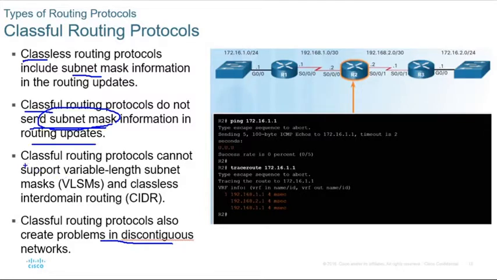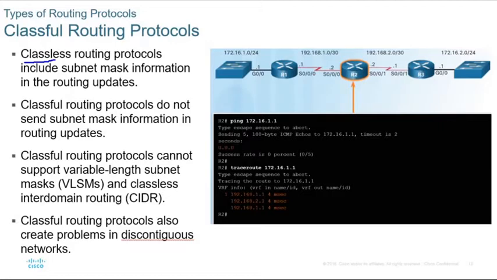Another disadvantage is that when you use classful routing, it cannot support what we call VLSM. Right? So it doesn't support variable length subnet masking, as we learned in CCNA1. And also the routing called CIDR, or classless interdomain routing. I'm going to show you a sequence of slides later to explain this better. But for now, I just want you to remember the terms.